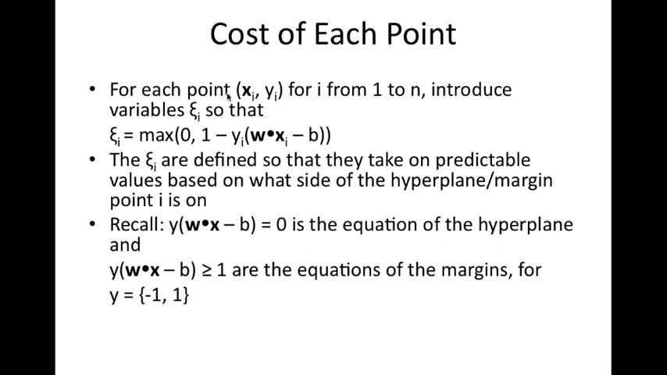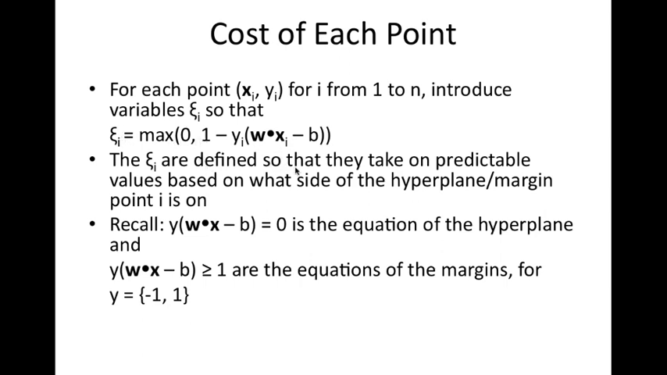So continuing with the meaning and how the xi work. For each point that has a vector x of x variables and a y variable, xi is going to be defined as the maximum of either 0 or 1 minus y times vector w dot product with that point's x vector, minus b. And why do we choose this particular value? Why do we want xi to be that?